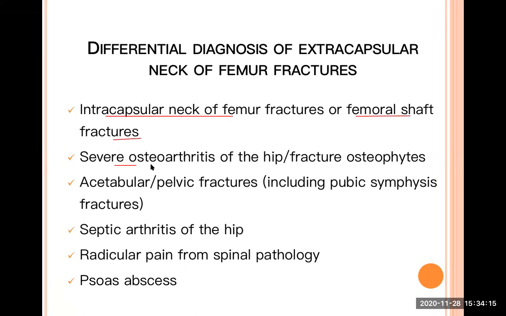Another one is severe osteoarthritis of the hip or fracture of the osteophyte, which are a common feature of osteoarthritis. Acetabular or pelvic fracture. Septic arthritis of the hip. This is the pus formation inside the hip joint. Radicular pain from spinal pathology, like a disc prolapse, and psoas abscess. This is abscess formation in the psoas major muscle. All of these can be considered as a differential diagnosis because a few of the features match with each other.